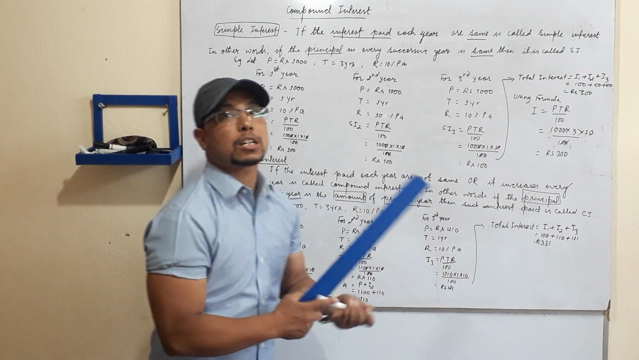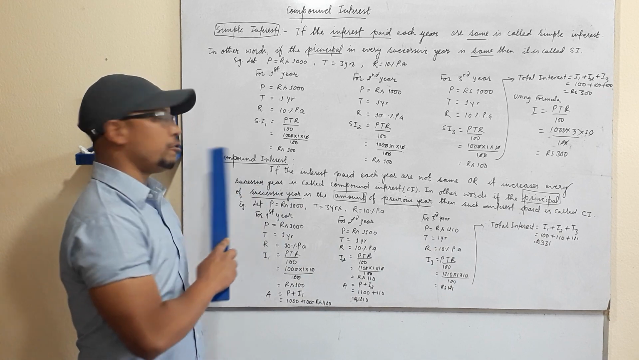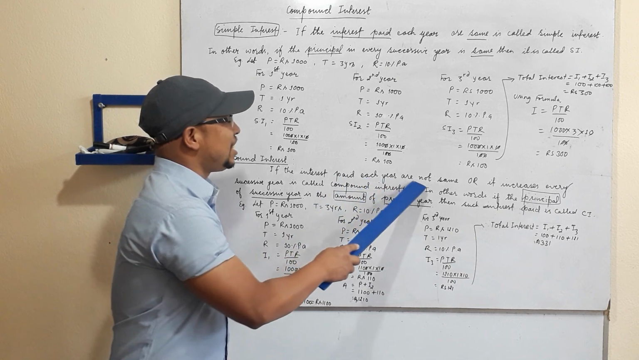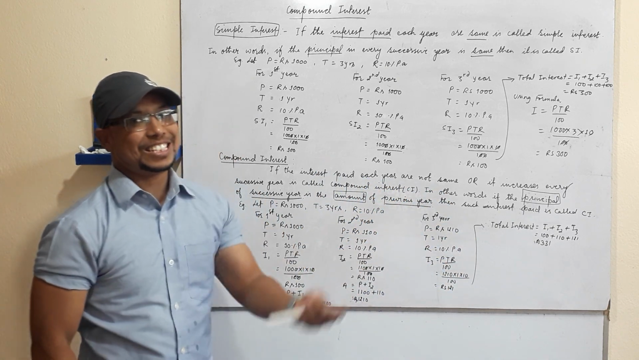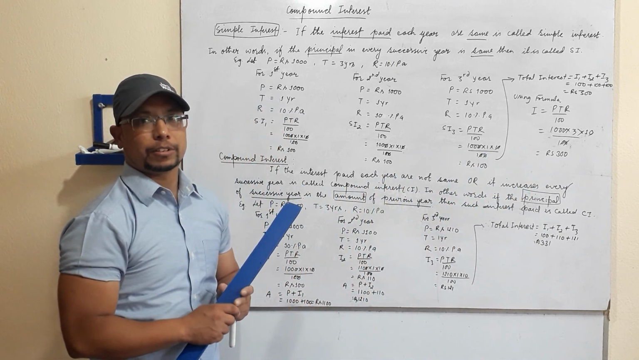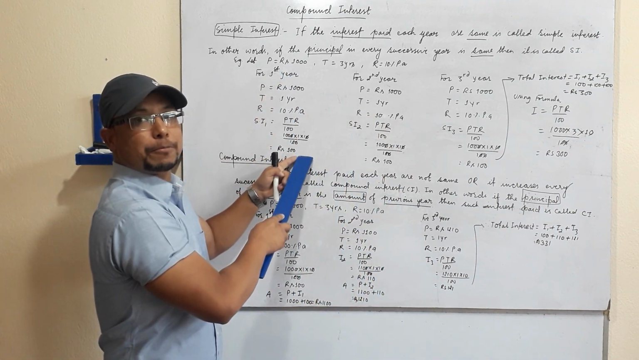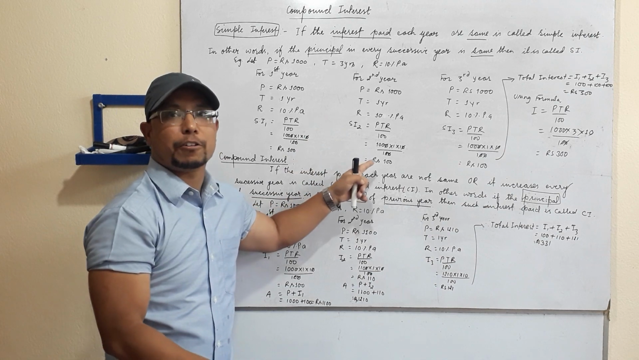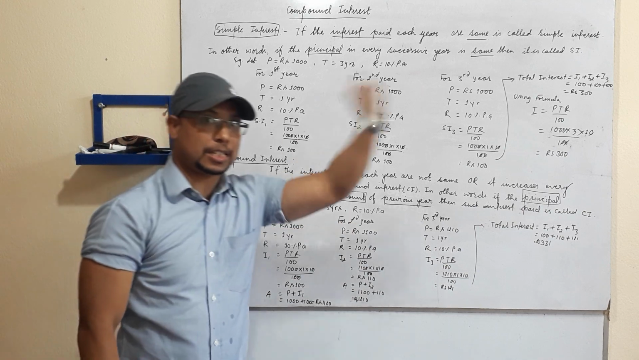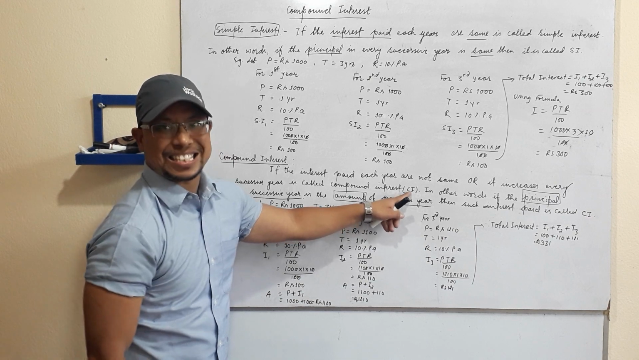Now let's talk about what compound interest is. Our main focus is on compound interest. Compound interest means the interest paid each year is not the same; it increases every successive year. Like in the first year it is 100 rupees, in the second year it is more than 100, in the third year even more. That is, the interest increases every successive year. Compound interest is generally denoted by CI.